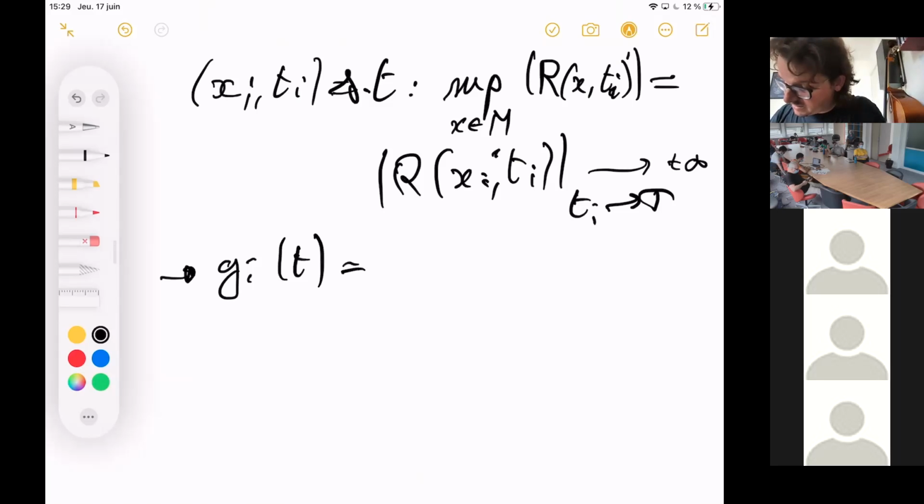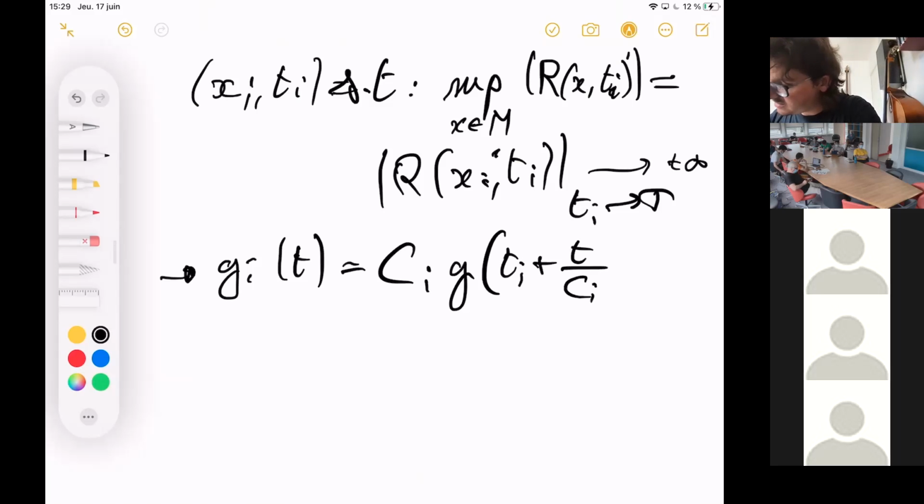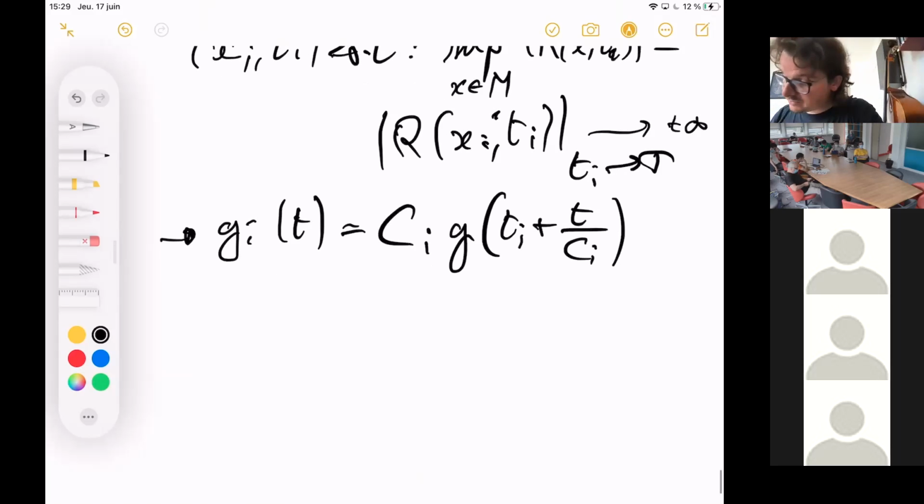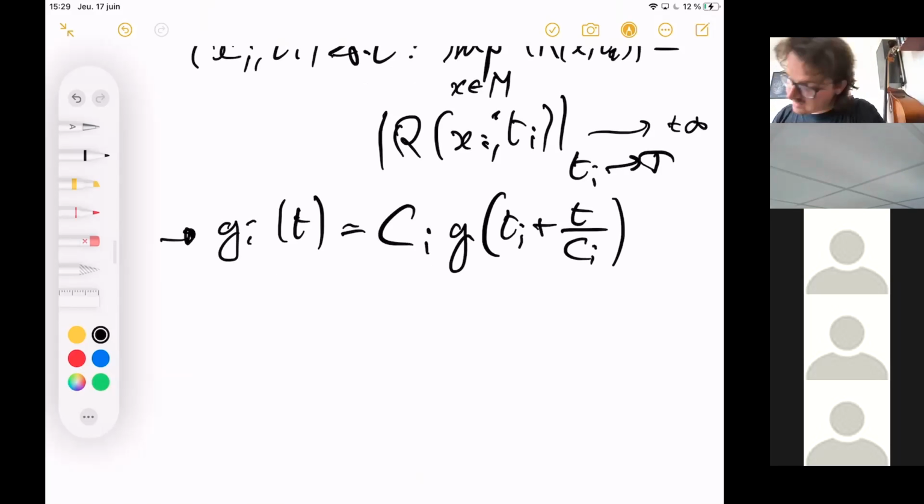It's a good exercise to check that these are actually Ricci flows. So c_i g of t_i plus t over c_i. So this is a parabolic rescaling. And then we would like to extract a converging subsequence. Then what do they satisfy?